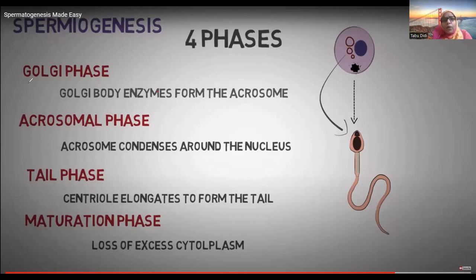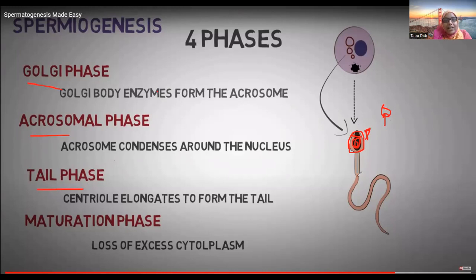The Golgi body will develop, then the acrosomal head will develop. The head which has the DNA inside it. The acrosome is this head, which has the DNA and some hydrolytic enzymes. Why enzymes? Because it has to break open the egg and go inside the egg, so for all those things the acrosome will be helpful. That's the function of the acrosome.